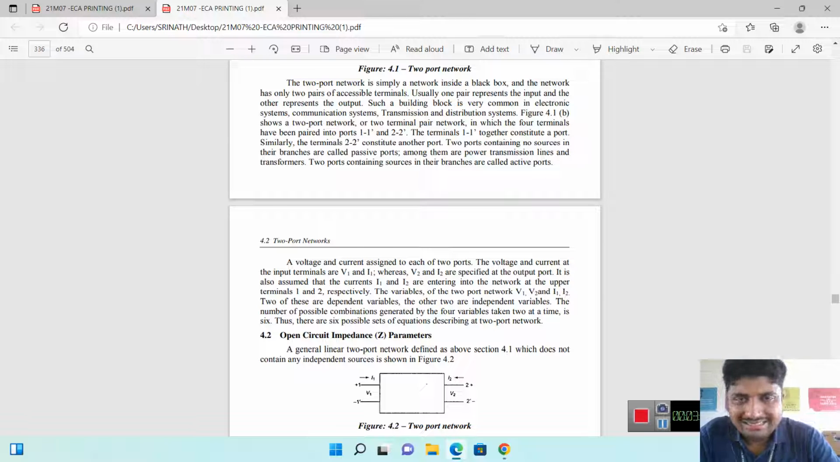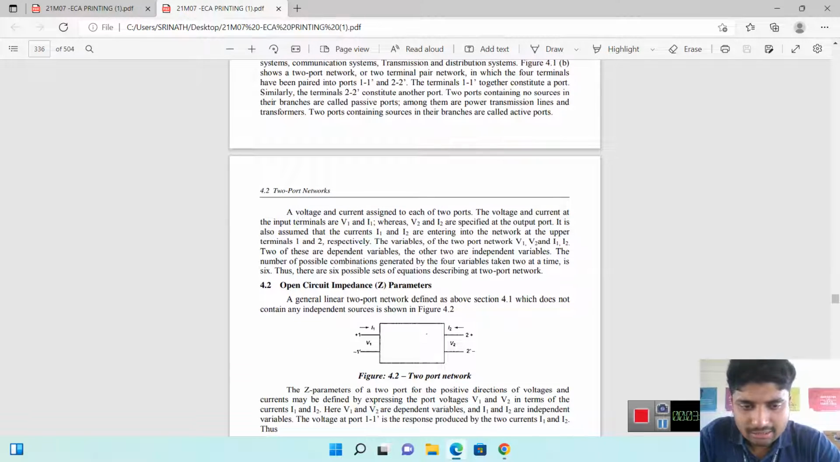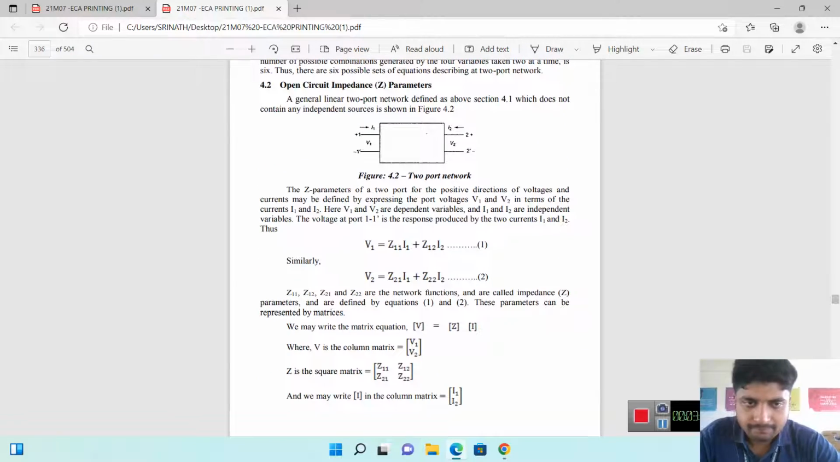Okay, let us see the types of two-port network parameters. First we have the Z parameter. Z defines the impedance of the network. We must know what impedance is. The symbol is Z. We have two types of impedance here: the first is open circuit and the second is short circuit. Let us discuss the open circuit Z parameter.